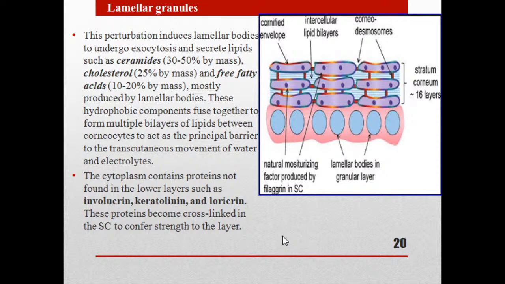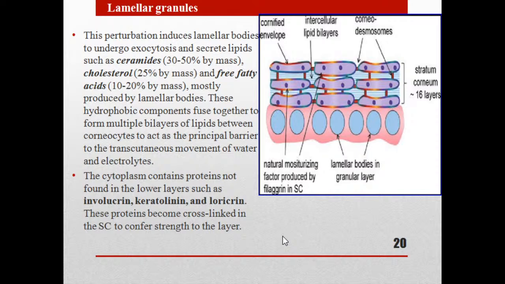This signal induces lamellar bodies to undergo exocytosis and secrete lipids such as ceramide, 30 to 50% by mass, cholesterol, 20 to 25% by mass, and free fatty acid, 10 to 20% by mass, mostly produced by lamellar bodies. These hydrophobic components go together to form multiple bilayers of lipids between corneocytes to act as the principal barrier to the transcutaneous movement of water and electrolytes.